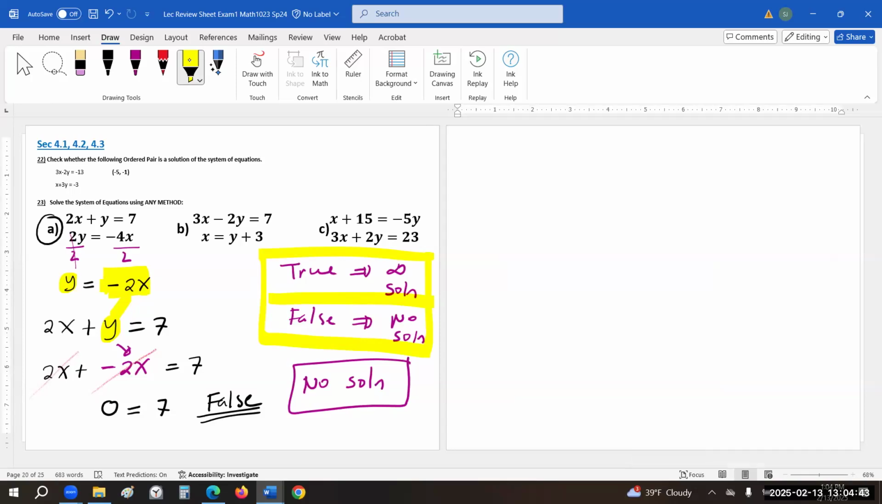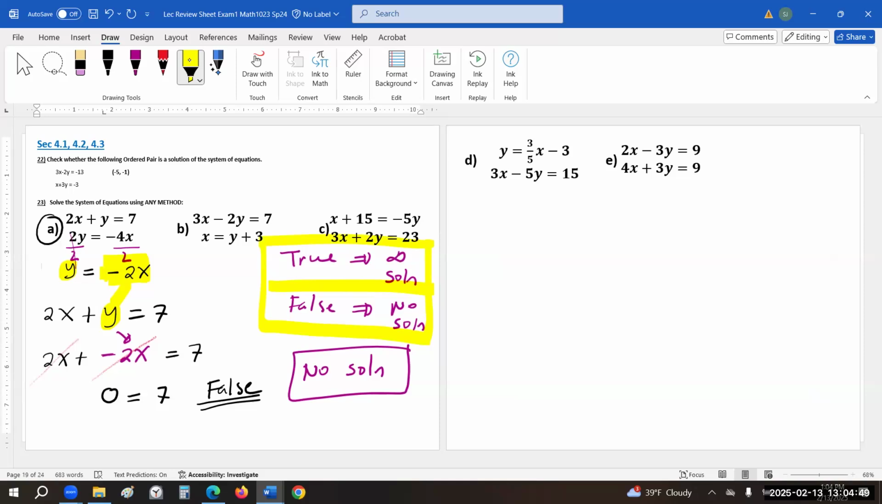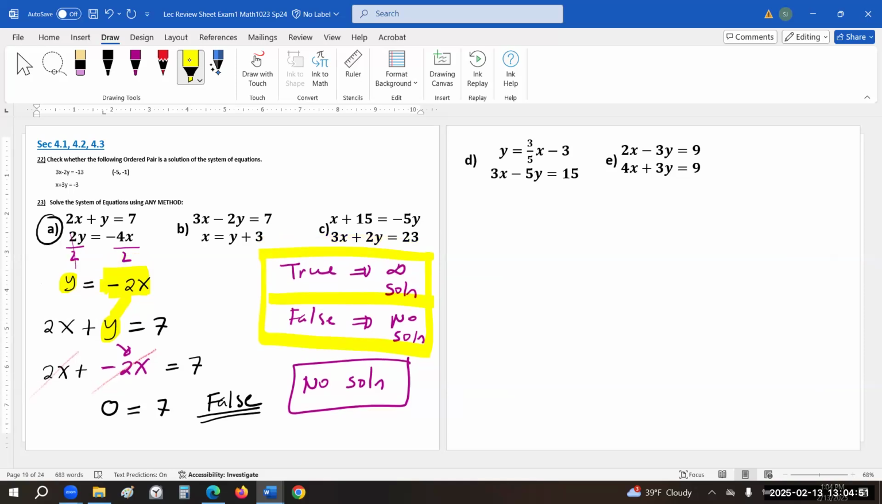Let me get rid of this page. It doesn't matter what question you do, but you can do substitution where you solve one variable and put it into the other equation. Now let's do this using, sorry, elimination.